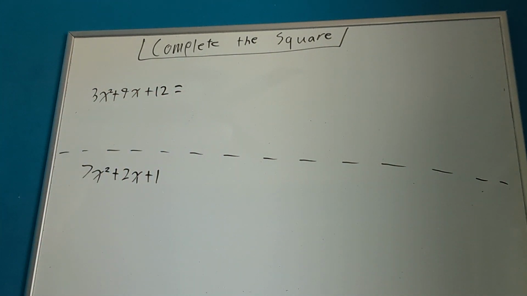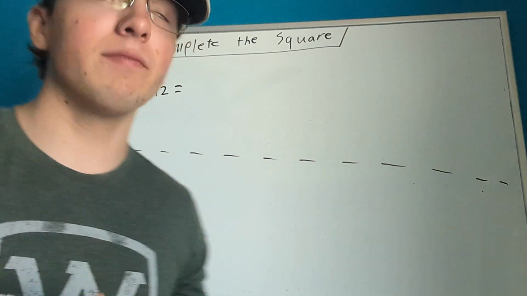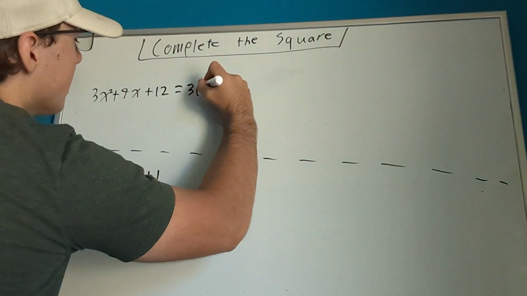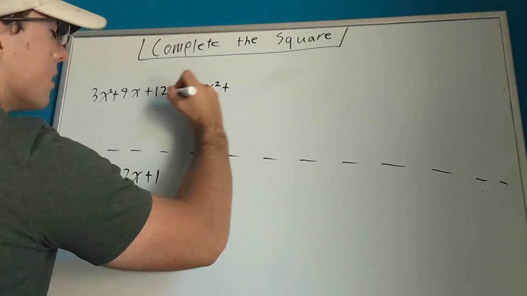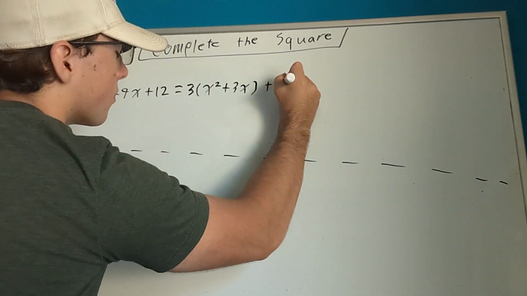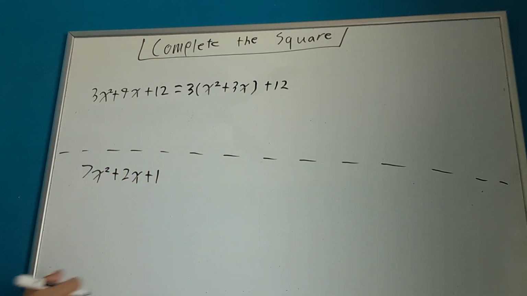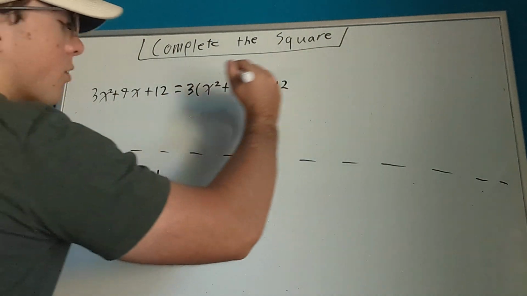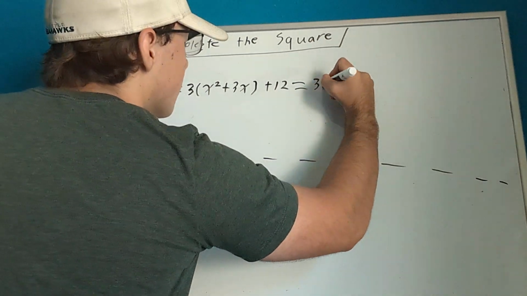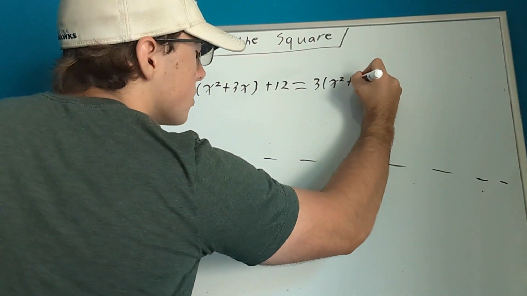So our first step when we want to complete the square is we factor out the leading coefficient of the x squared term, but we leave our constant out of that. So here's what I mean. We get 3x squared plus, this becomes 3x, then plus 12, right? We left our plus 12 out of the factor of 3. Then this is equal to 3x squared plus 3x.